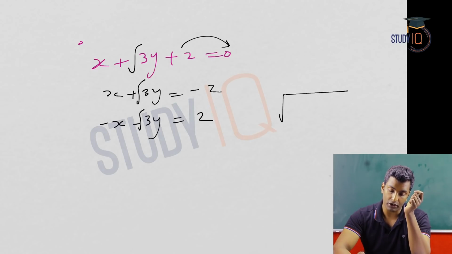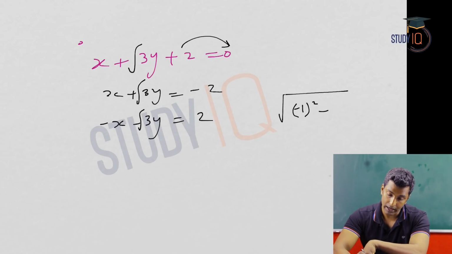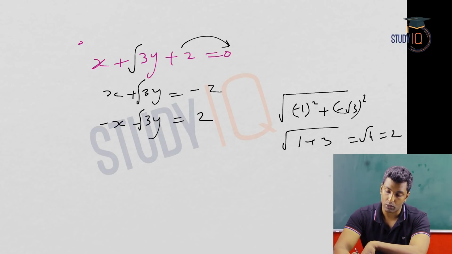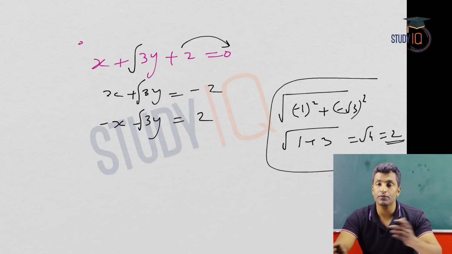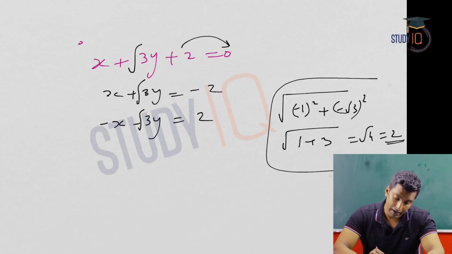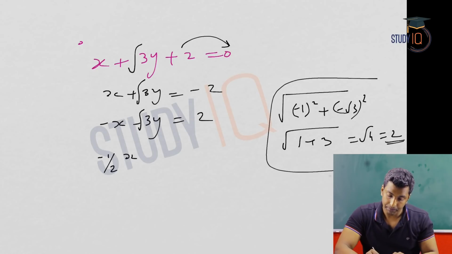the sum of squares of the coefficients. What is that? Coefficient of x is minus 1, so minus 1 square, plus coefficient of y, that is minus root 3 square. So that becomes 1 square, that is 1, plus 3, which is equal to root 4, which is equal to 2. So I need to divide this with 2. Once you divide with 2, this will become minus 1 by 2 x, then minus root 3 by 2 y equal to 1.